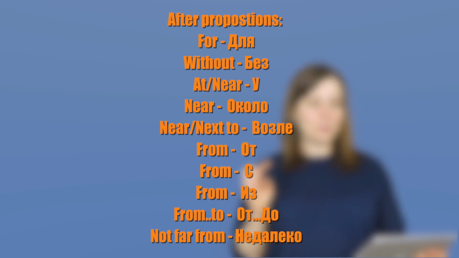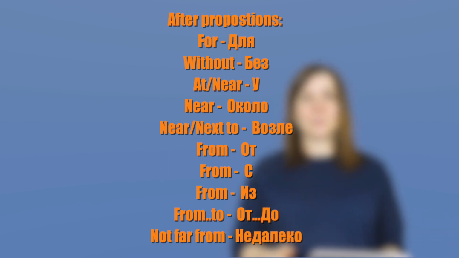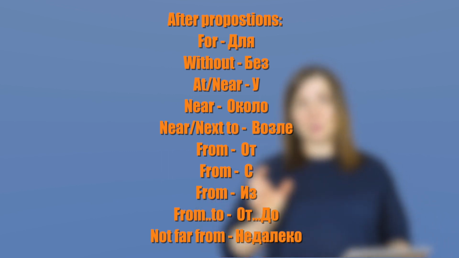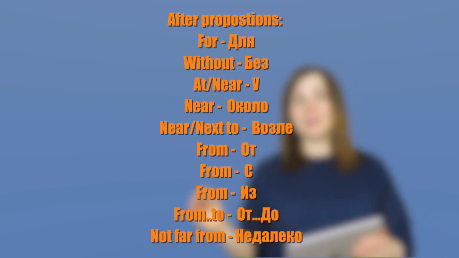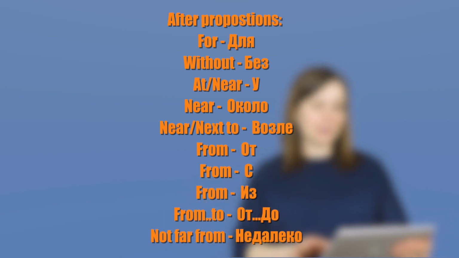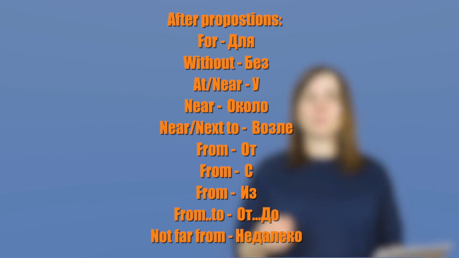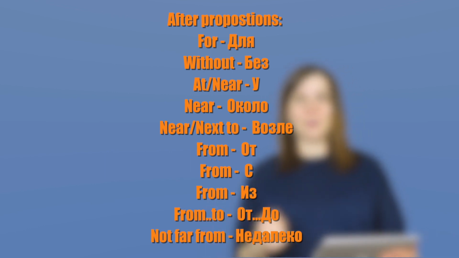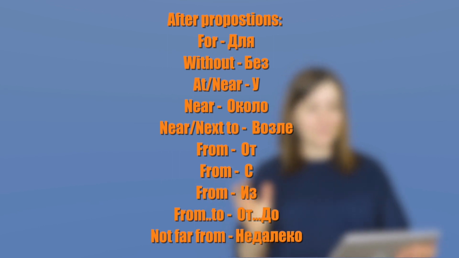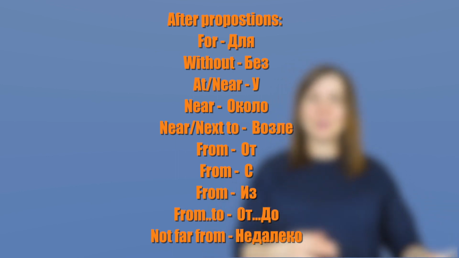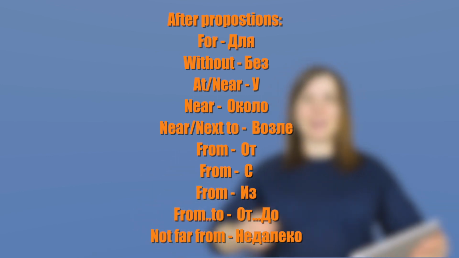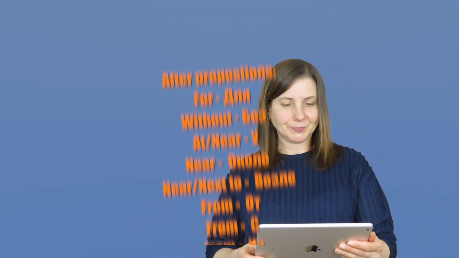Also без, without, у, like у меня. So after the prepositions у, около, возле, which mean near, next to, от, from, с, also from, but in different situations, we use different prepositions. От and до, from and to. It's about distance, like from school to work.